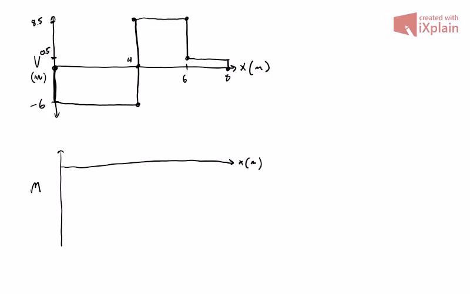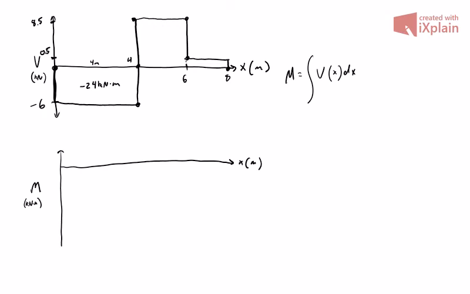So x is going to be in meters. Our moment is going to be in kilonewton meters. Okay, so we have our first area. It's 4 meters across. It's -6 high. 6 times 4 is -24 kilonewton meters, right? Remember, the integral of shear is equal to the moment. So to do that integral, we're just going to do the area of all these different boxes. So our first box is -24 kilonewton meters.